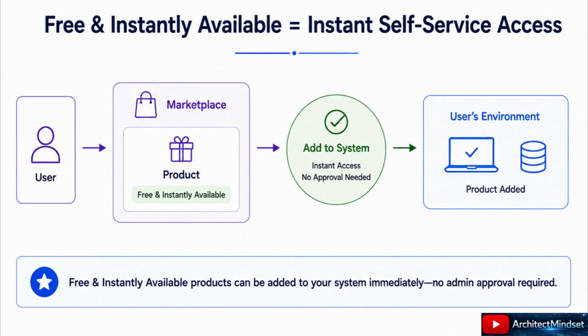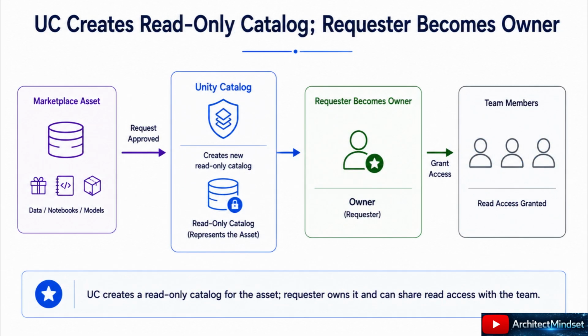For any product marked as free and instantly available, the user can immediately add it to their system without needing an administrator's manual approval for each transaction. Once a request goes through, Unity Catalog creates a new read-only catalog representing that asset. The user who requested it becomes the owner of that local catalog and can grant read permissions to other team members.